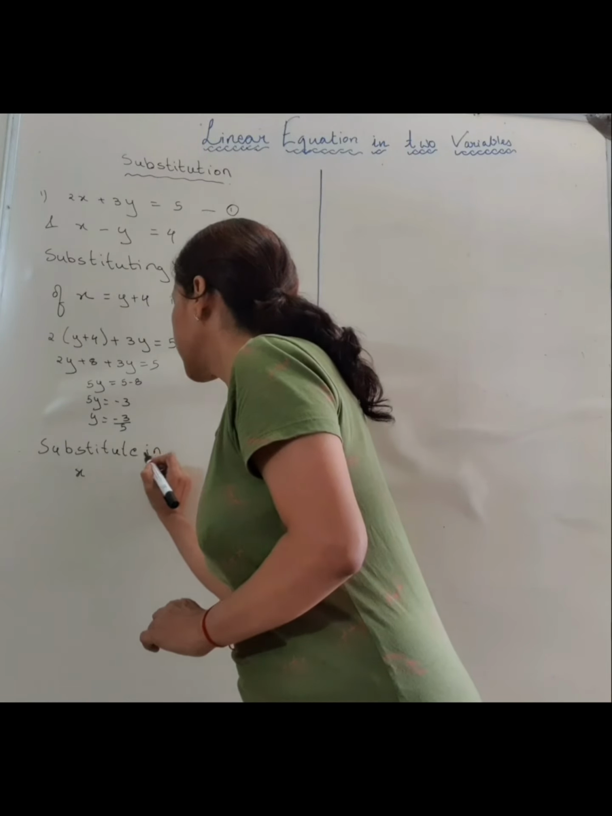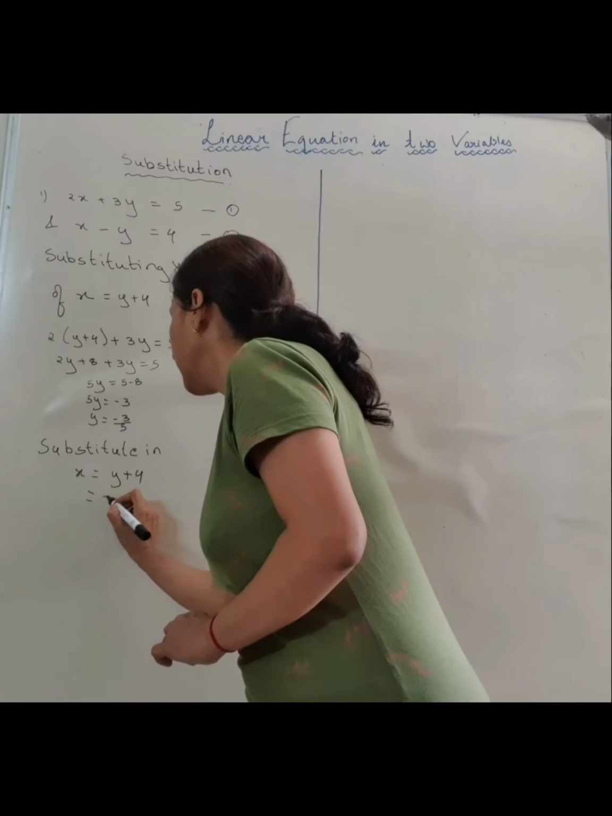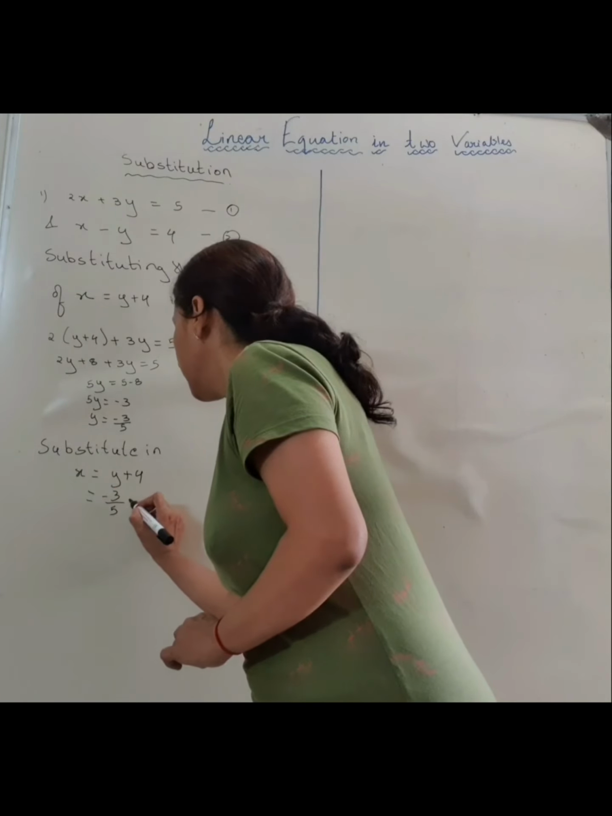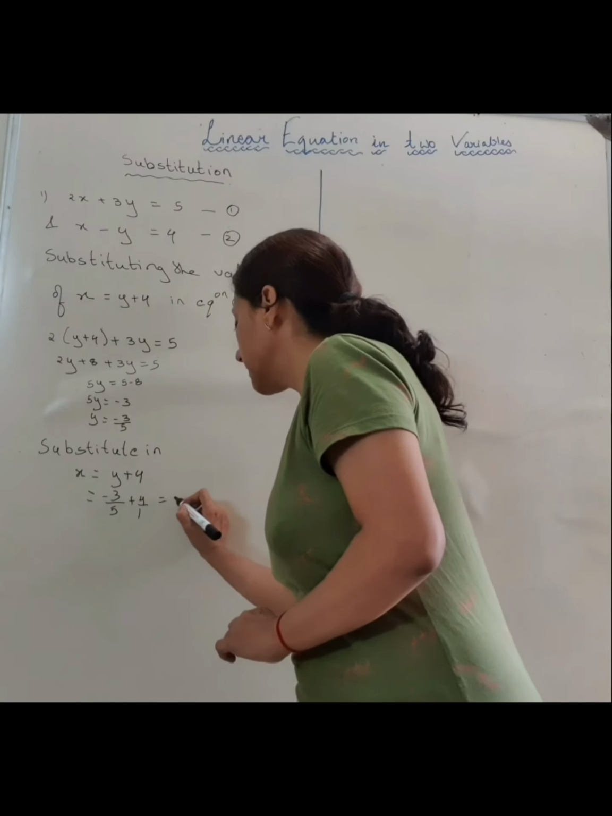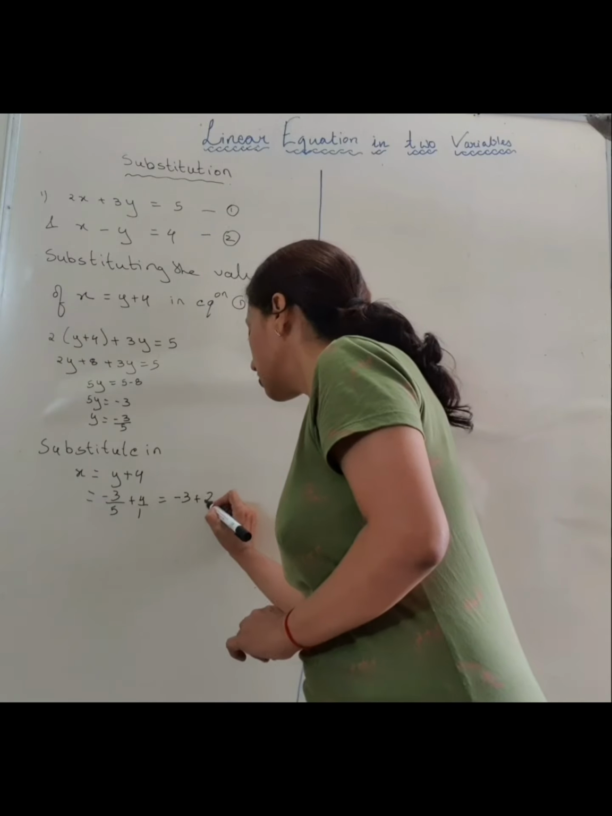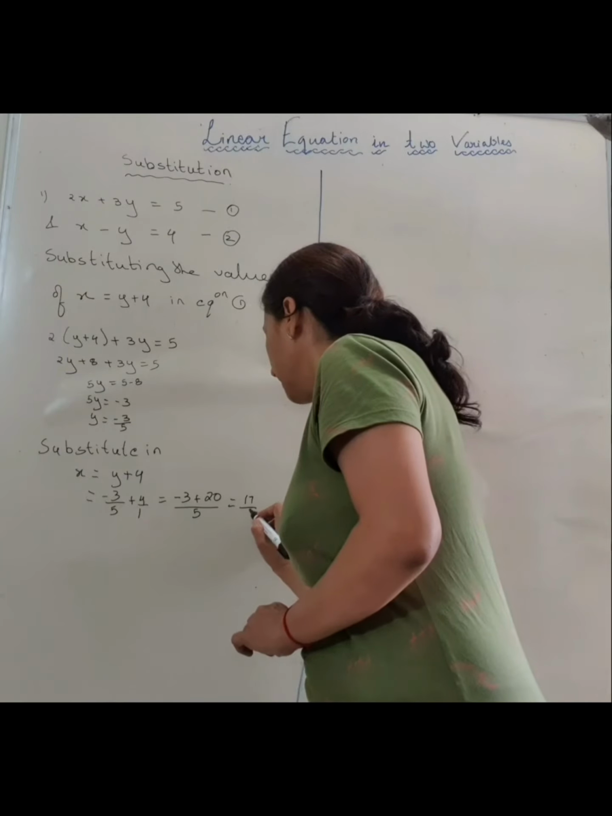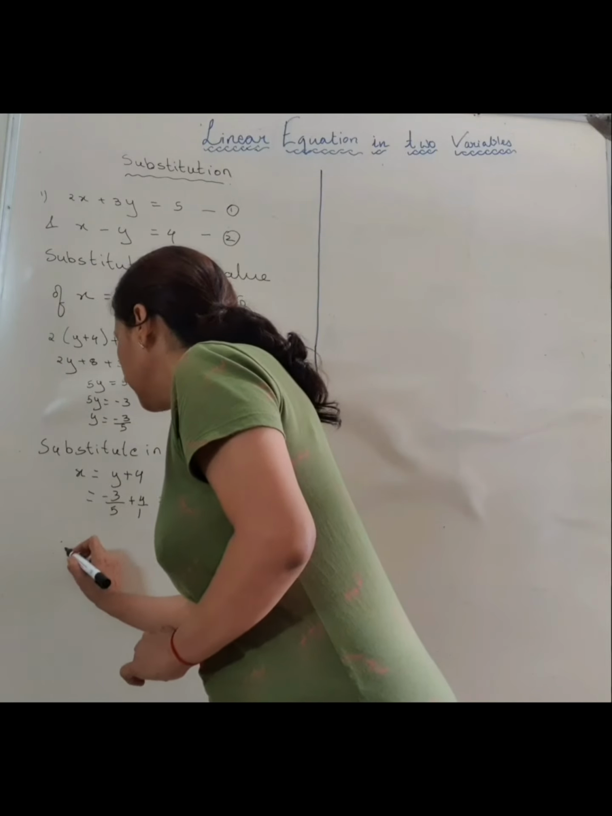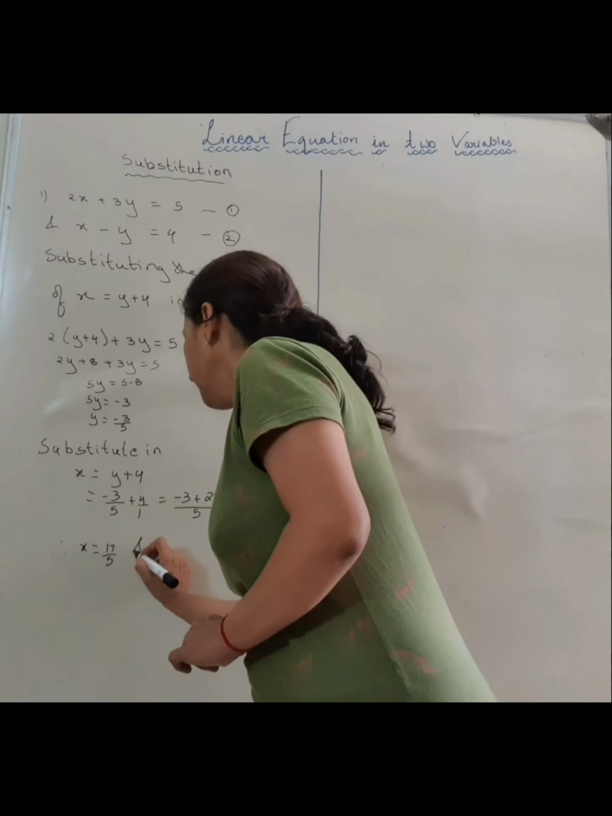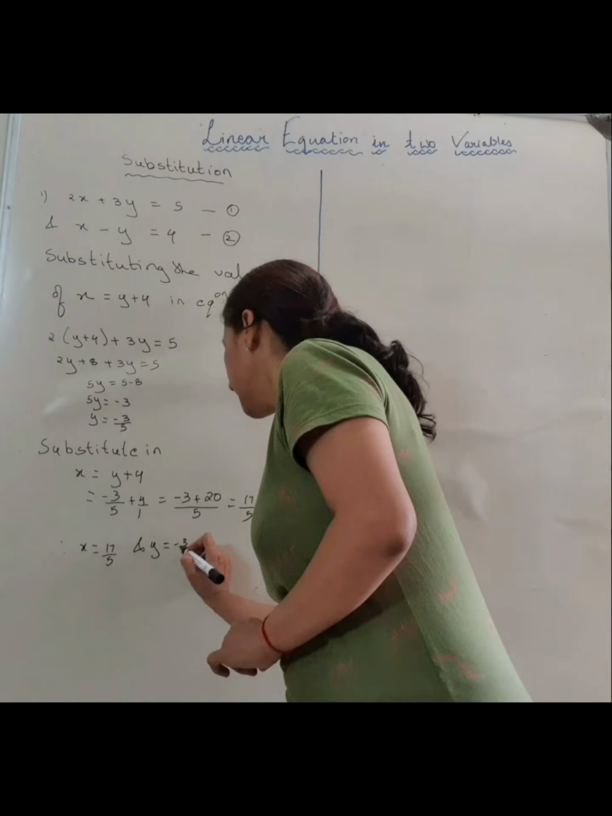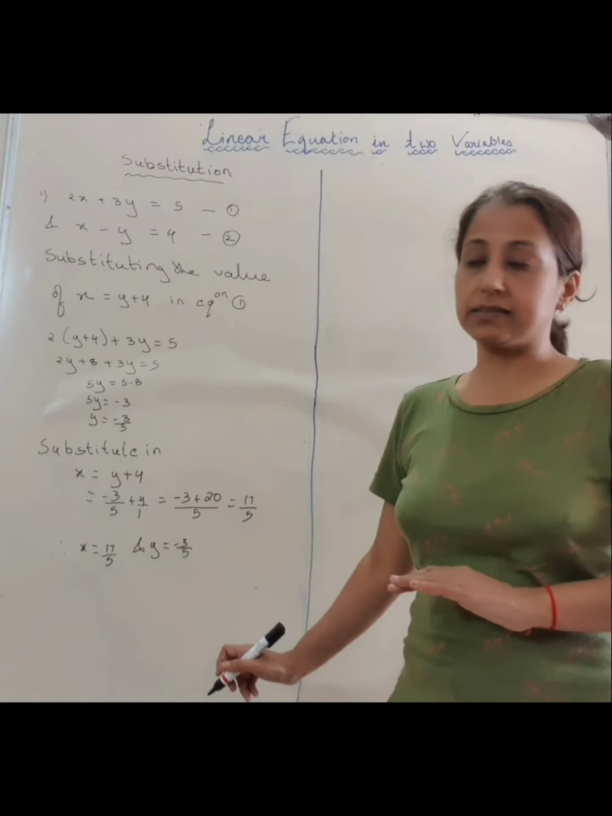Substitute in x is equal to y plus 4. So what I will get is minus 3 by 5 plus 4. I can take the LCM here. So if I take the LCM, this is going to be minus 3 plus 20 upon 5. So this is now 17 upon 5. So you can write the final answer here: x is equal to 17 by 5 and y is equal to minus 3 by 5. Okay, so this is going to be your final answer.